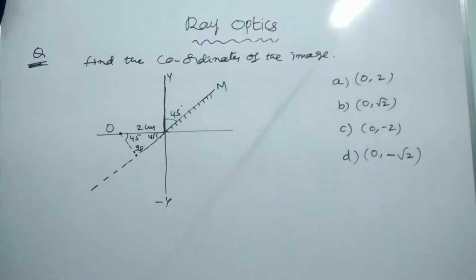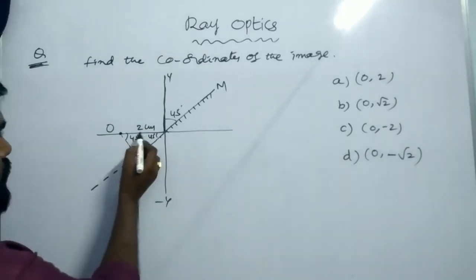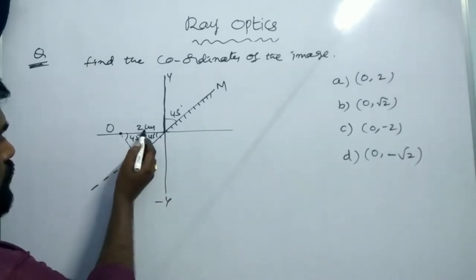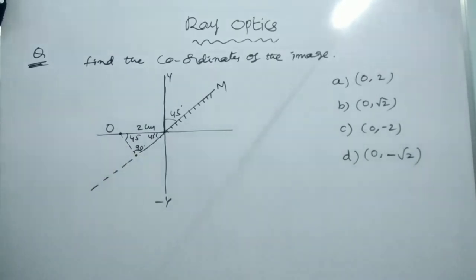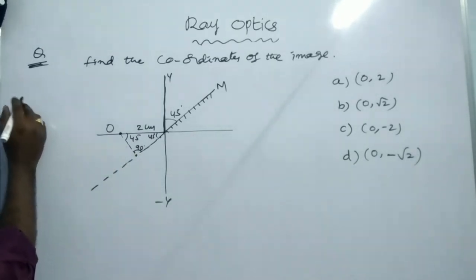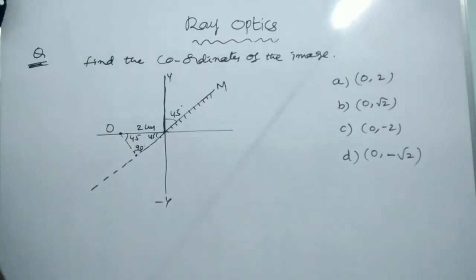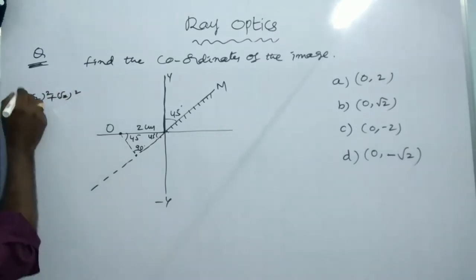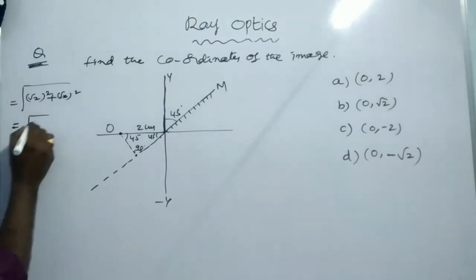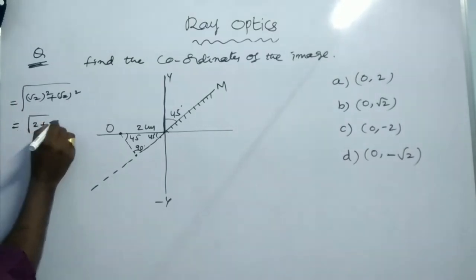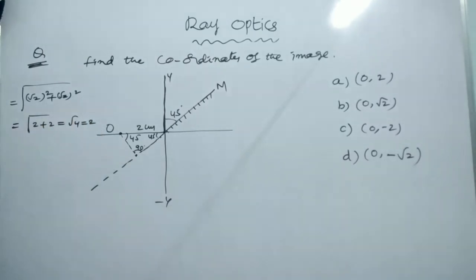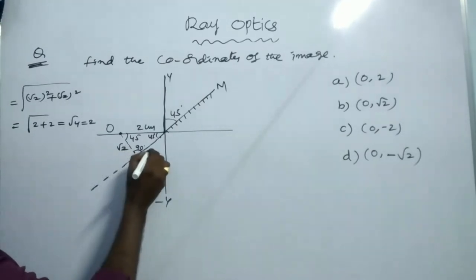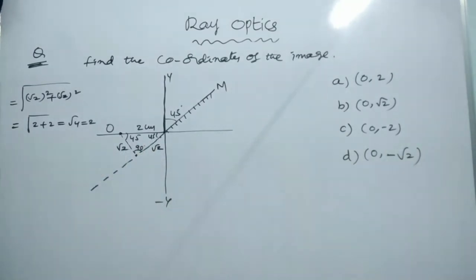Okay. Now let us find. So this is the hypotenuse of this triangle. The hypotenuse is equal to 2 centimeter. Then what will the sides be? Hypotenuse square is equal to side square plus side square. That is under root of √2 square plus √2 square. Okay, how much is it? 2 plus 2, which is under root 4. It is equal to 2. Then here, √2 and √2. This side is √2, this side is √2.